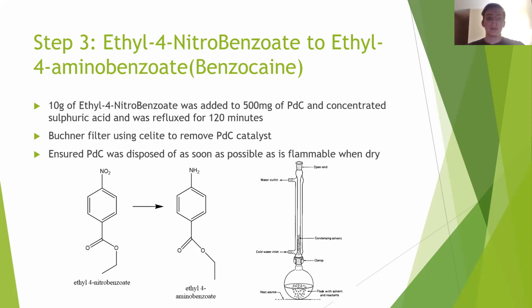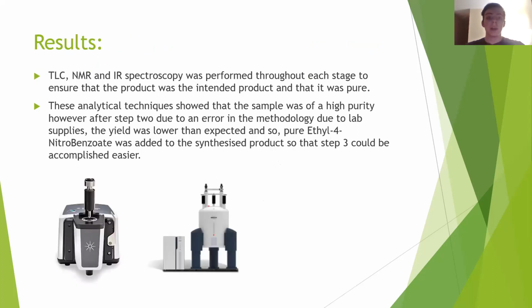We then used a Buchner filter using Celite to remove the palladium and carbon catalyst and ensured the catalyst was disposed of as soon as possible. As it was stated, the catalyst was flammable and dry, so we had to ensure it was disposed of carefully. As stated earlier, we did TLC, NMR, and IR spectroscopy throughout every stage to ensure that the product was what we intended and that it was pure, which we made sure of every time.